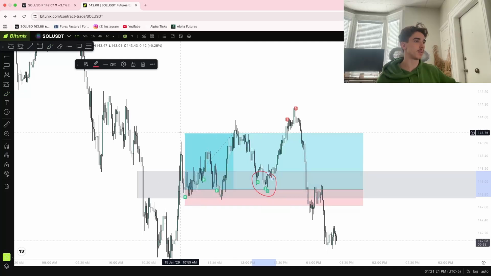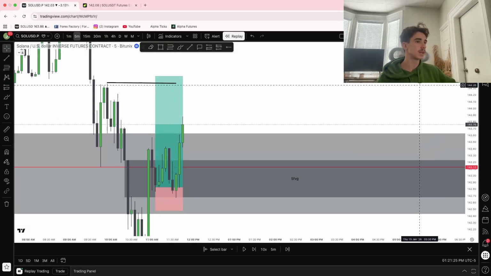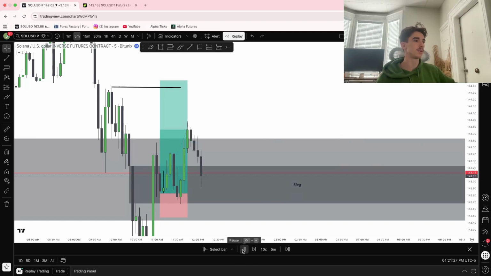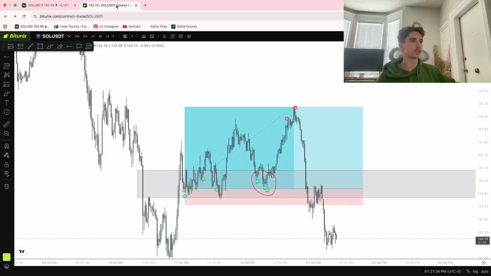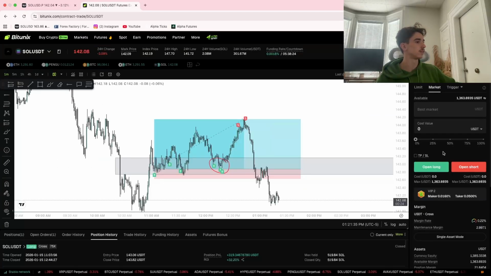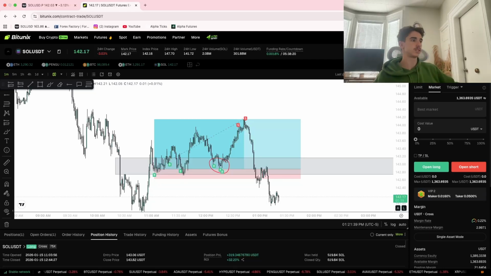And then where did I take my profit? Well, I took my profit at the sweep of that internal high that we had already put in right here. So it's that easy. I ended up making about $330, as we can see here. Or $320, made 32%. It's that easy.